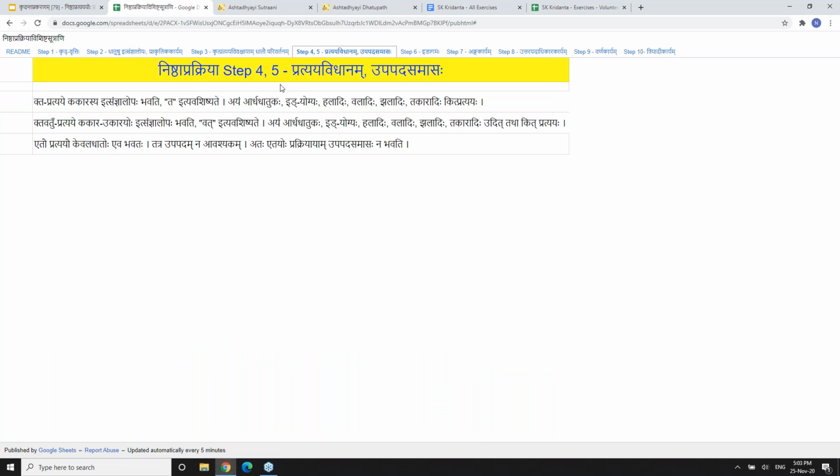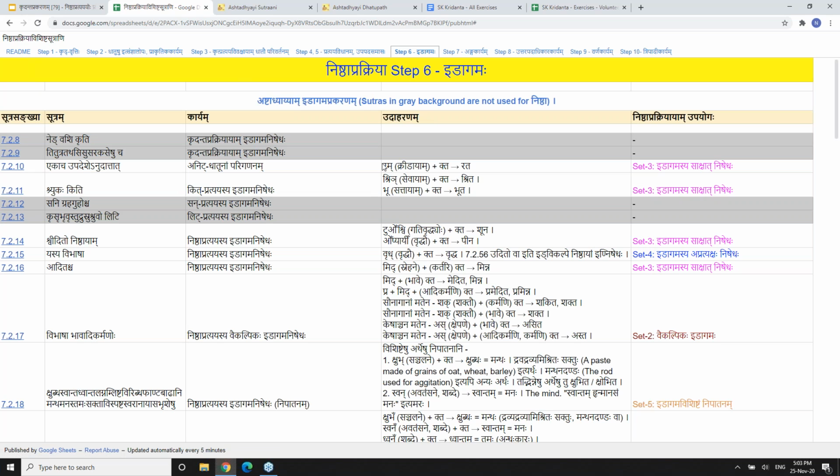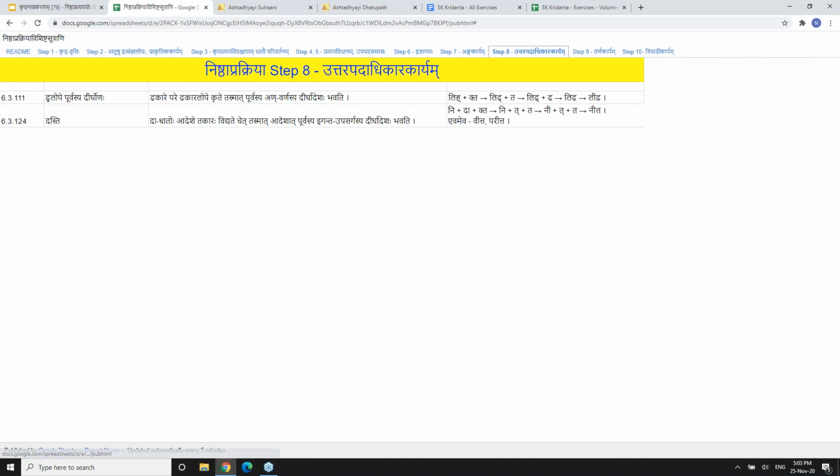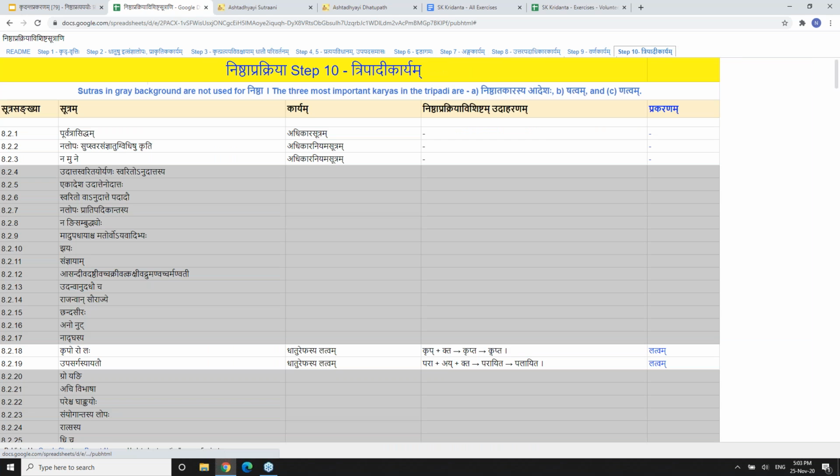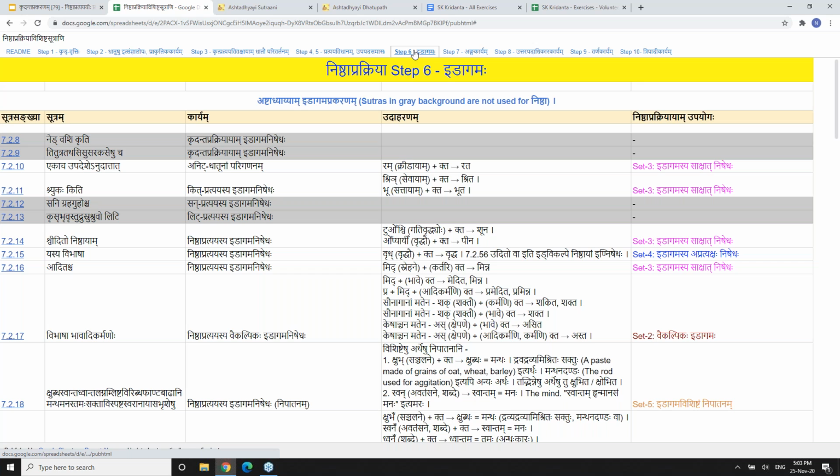Then we have the step number 4 and 5, pratyay vidhanam and upapada samasa. There is nothing over here. And then the step number 6, which is the same sheet as of the last time. And then after that, there are few sheets. There is sheet number 7, there is sheet number 8, varna karyam asti, tripadi karyam asti. So all these sheets have already been populated. We will be using these going ahead.